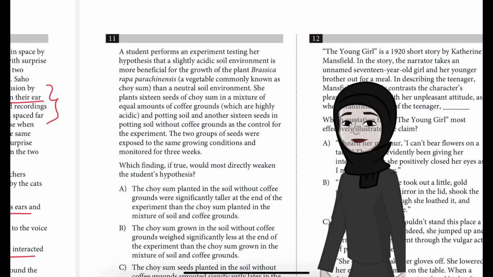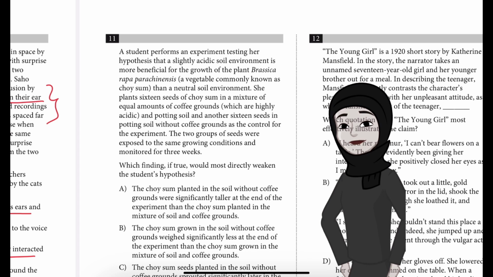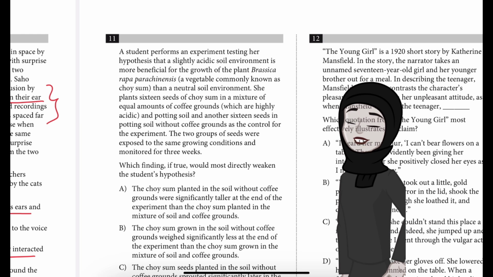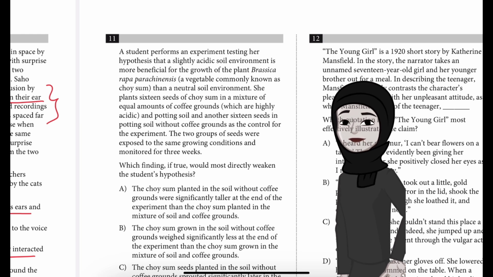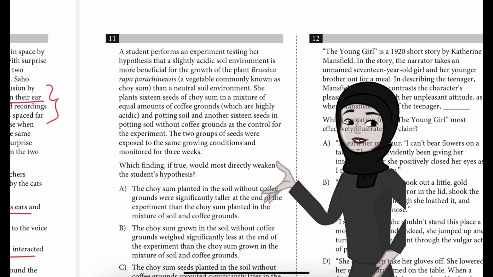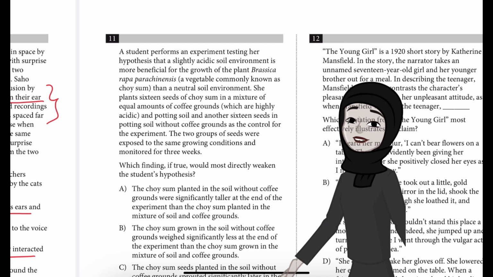So moving on to question number 11. A student performs an experiment testing a hypothesis that a slightly acidic soil environment is more beneficial for the growth of the plant Brassica rapa parachinensis, a vegetable commonly known as choy, than a neutral soil environment.